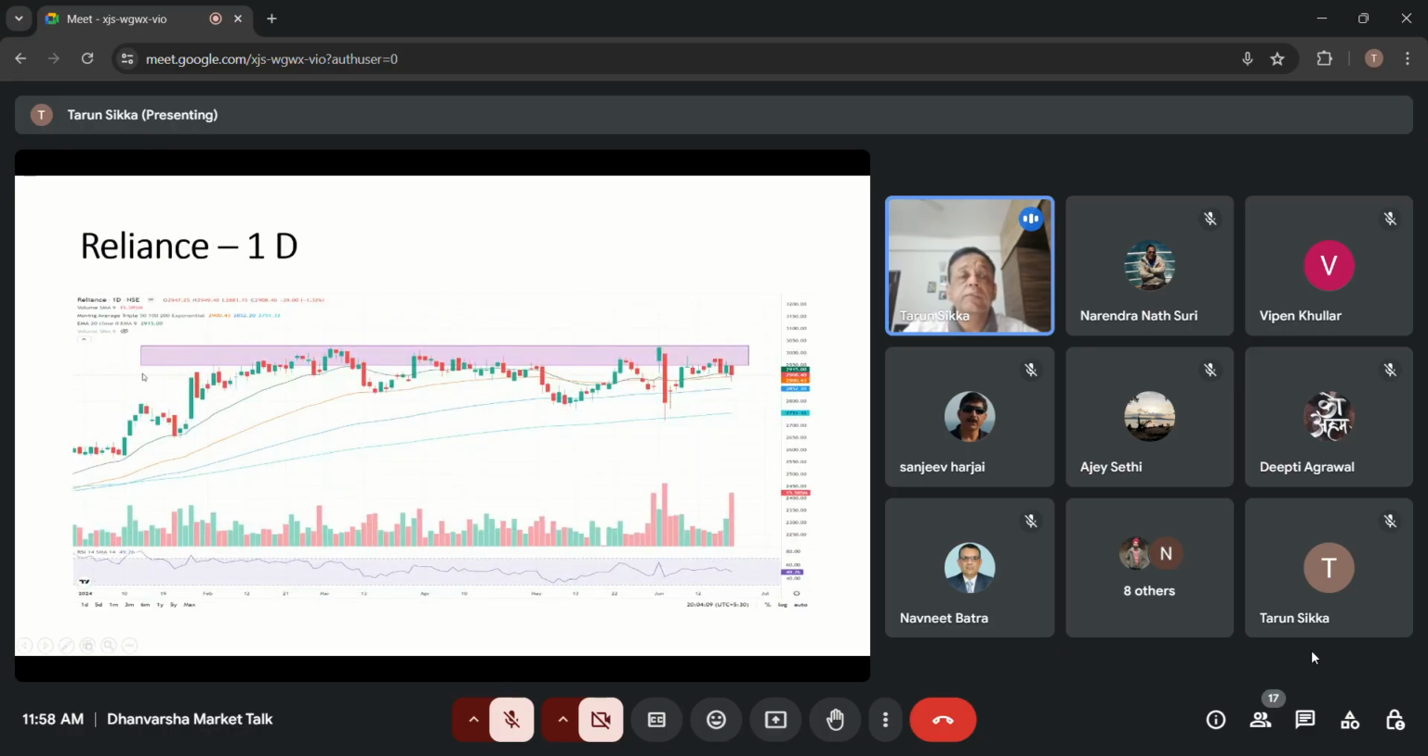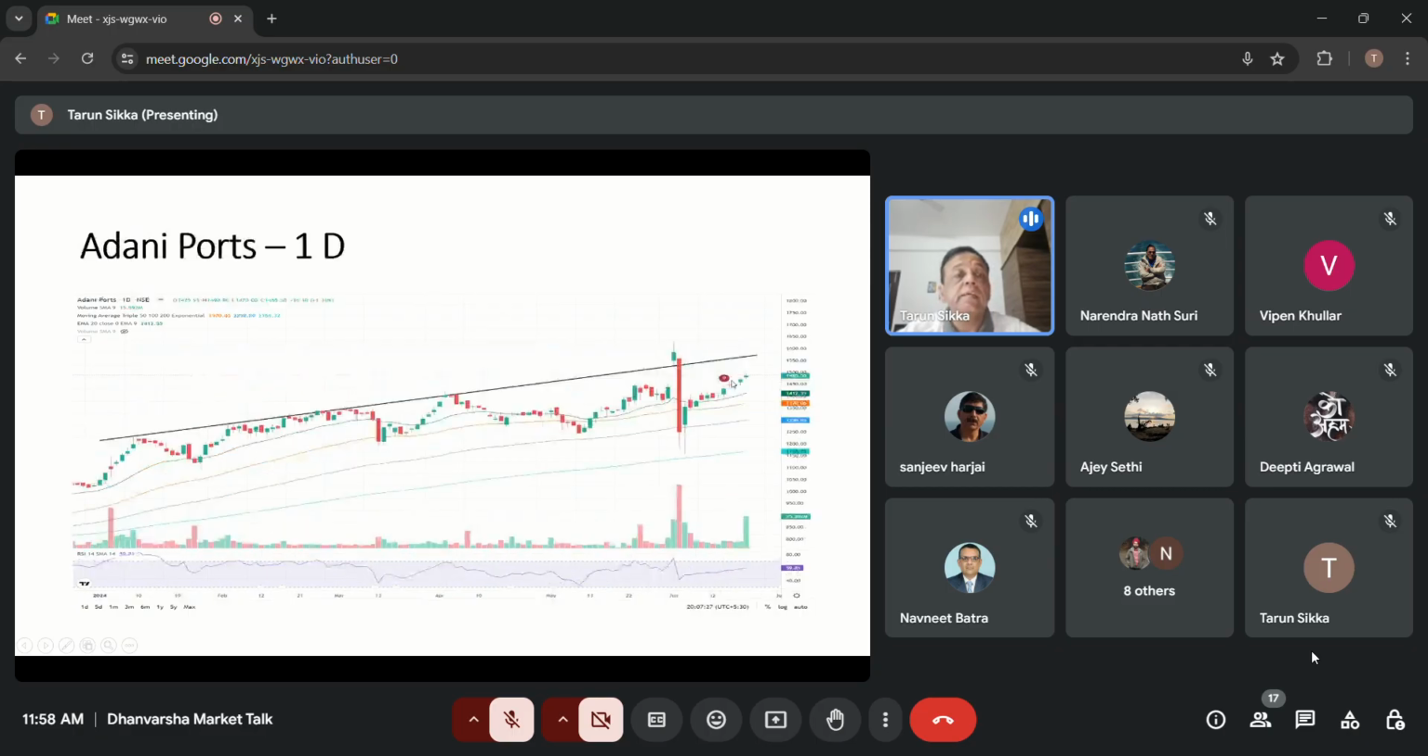Reliance, if you see here, is getting stuck in this supply zone. It requires a trigger to cross this supply zone of 2950 to 3030, where it has been for the last full year now. It is stuck in this range, goes there, comes back, takes support at its moving averages, and goes back up. So this is what Reliance is doing.